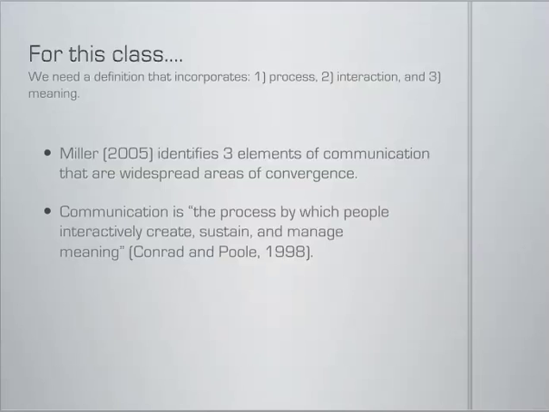Now, when we look at Conrad and Poole's 1998 definition of communication, it encompasses these 3 areas of convergence. First, we have process, because it's a process by which people interactively create, sustain, and manage meaning. That's identified very quickly here. Secondly, there's the interaction, because they create, sustain, and manage meaning interactively. And then finally, we have meaning that's represented there, and when you look at create, sustain, and manage, it's very dynamic in terms of how they do that.